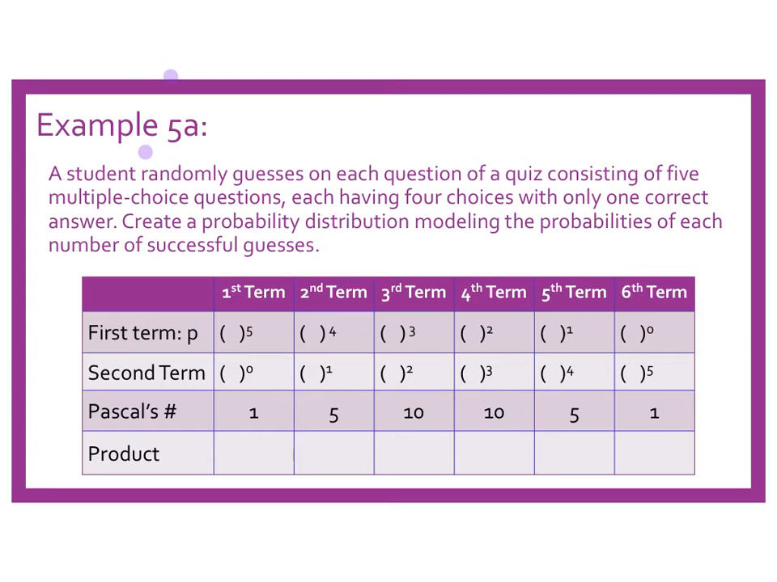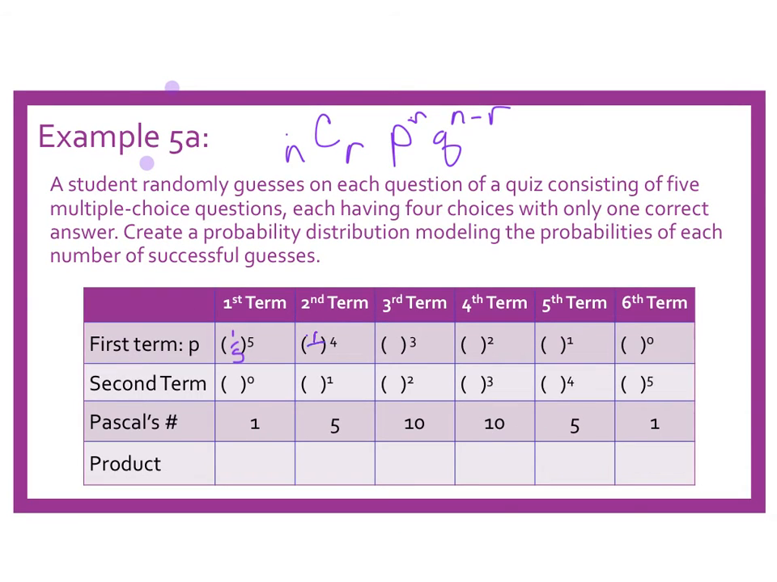So what is our equation? nCr, p to the r, q to the n minus r. That's what our equation is. Each one of these terms. So the probability p: a student randomly guesses on each question of a quiz consisting of 5 multiple choice questions. So the probability of getting the right answer is 1 in 5 because there's only 1 right answer. So these are all 1/5.